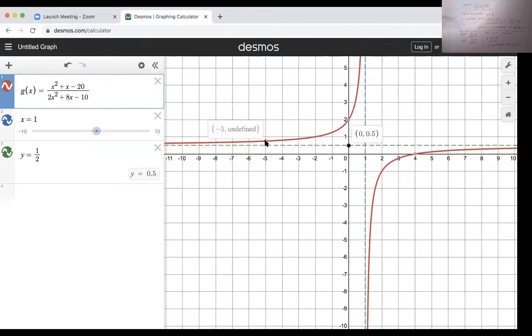We see our horizontal asymptote, we see our vertical asymptote. How about our x-intercept? We said we have one at (4, 0). Do you see it? (4, 0). Looks good. Our y-intercept we said was at (0, 2). There it is. That looks good. So we've checked all of our work.